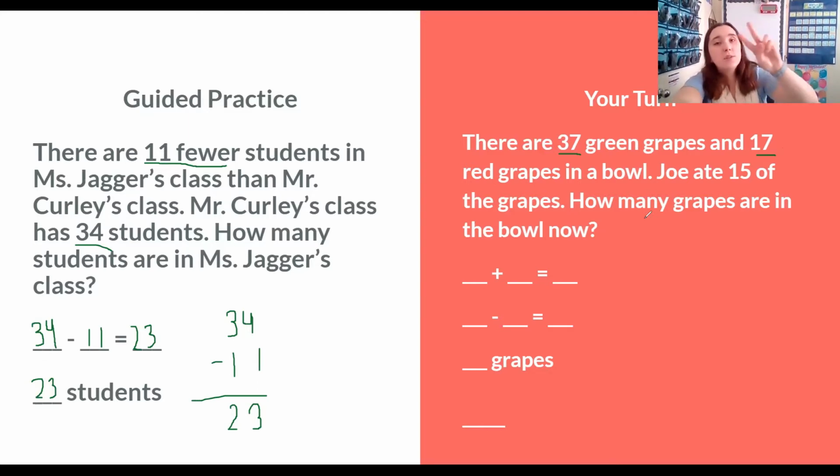Now, you guys, there are 2 steps to your problem. First, you need to find out how many grapes there are in all, and then you need to take away the 15 that Joe ate. Try it, pause me, come back when you think you figured it out.